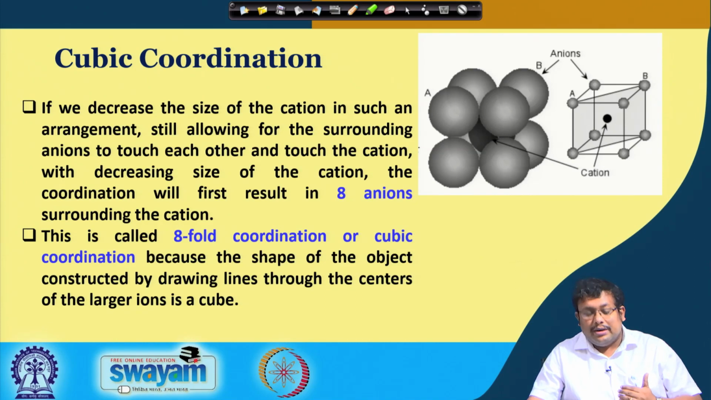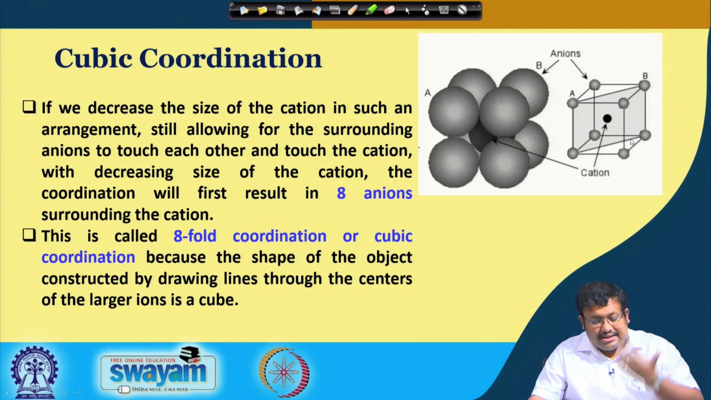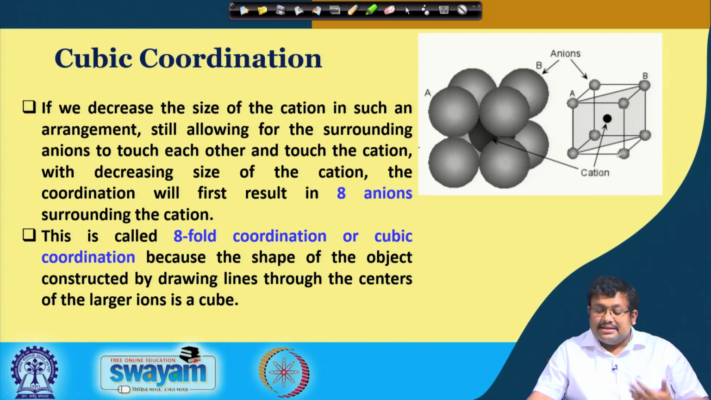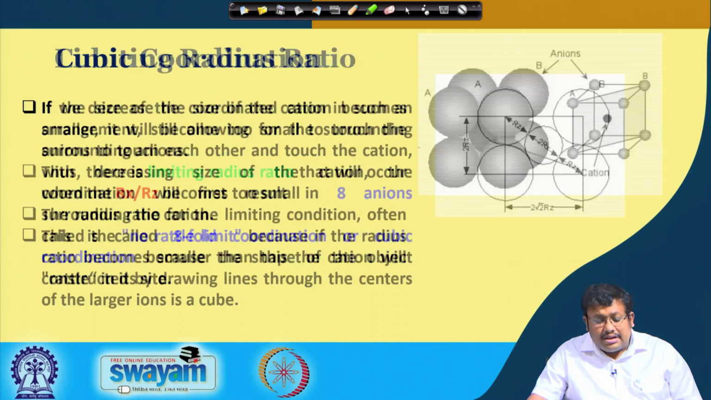Now, why is it called cubic coordination or 8-fold coordination? Because the shape of the object, as you can see, constructed by drawing lines through the centers of the larger ions, these anions, is basically a cube. So, when you draw the lines through the center of these anions, we will get a cubic shape. That is why it is called cubic coordination.